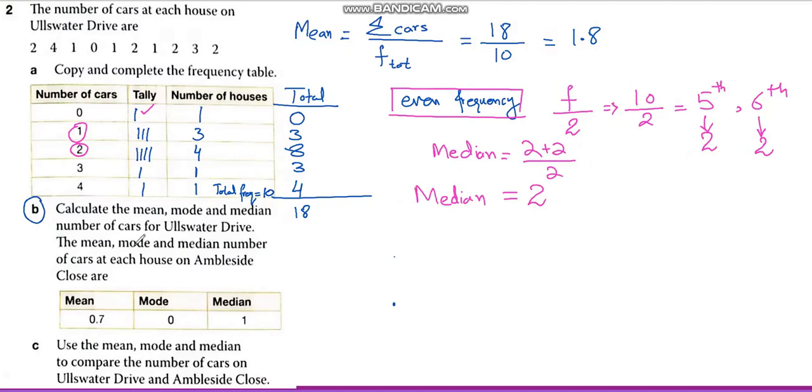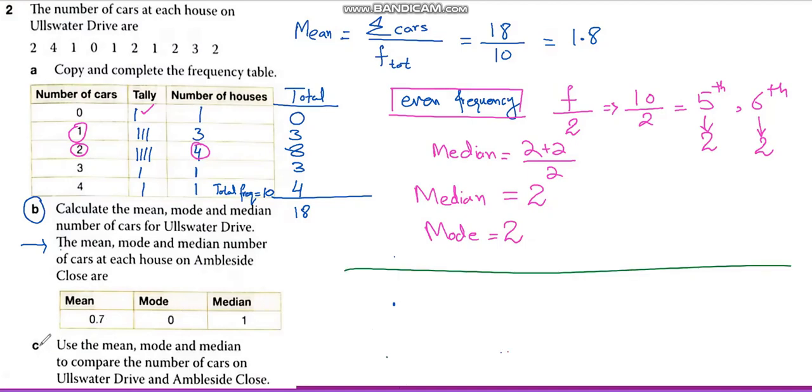Now the mode is the most frequent data. And definitely the frequency of 2 cars is maximum here. So the mode is also 2. Now further, if we read the question, it says the mean, mode, and median number of cars at each house on Ambleside Close are: mean 0.7, mode 0, and median 1. In part C, it says use the mean, mode, and median to compare the number of cars on Ullswater Drive and Ambleside Close. So we can also write the mean of the above data, which is 1.8, the mode is 2, and the median is also 2.